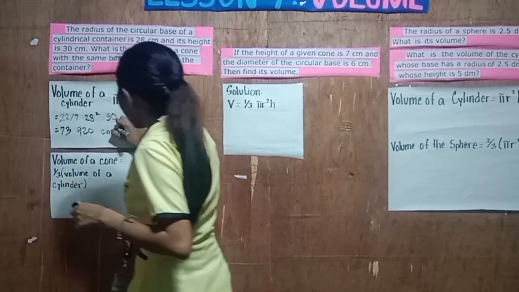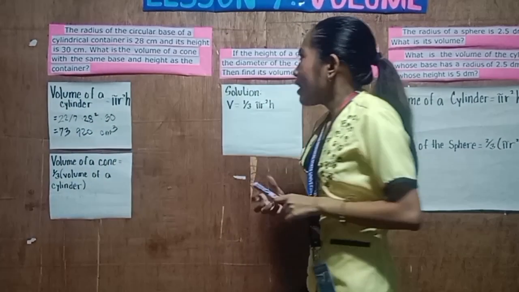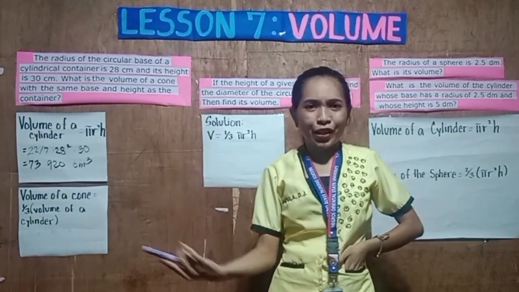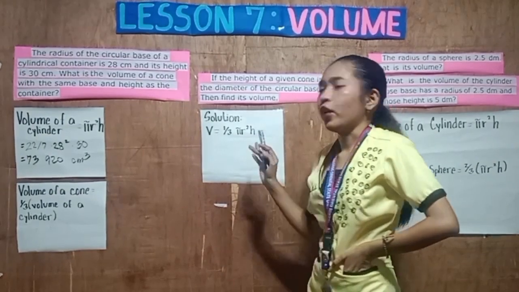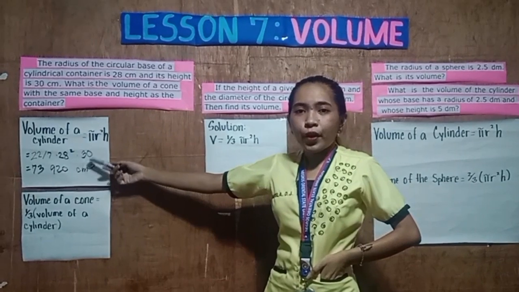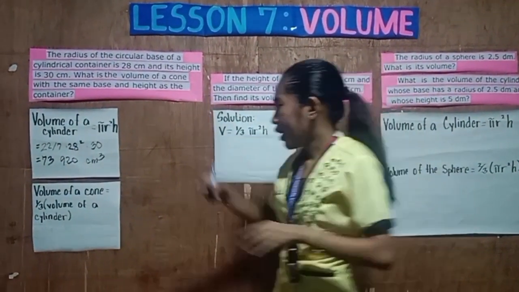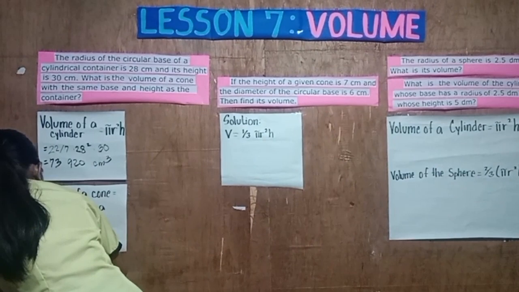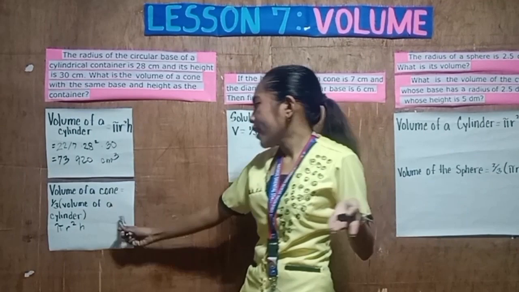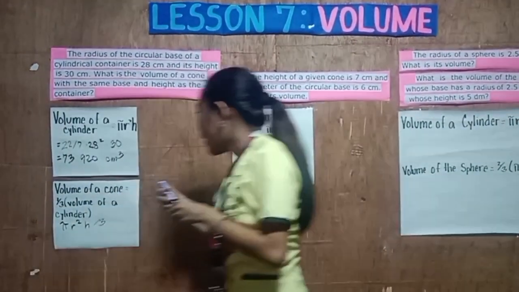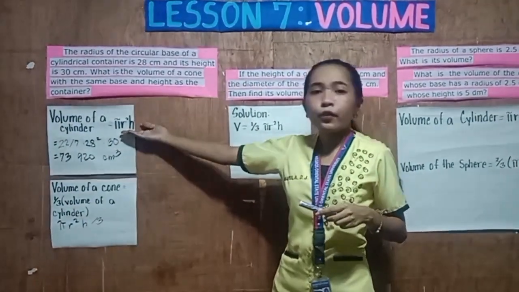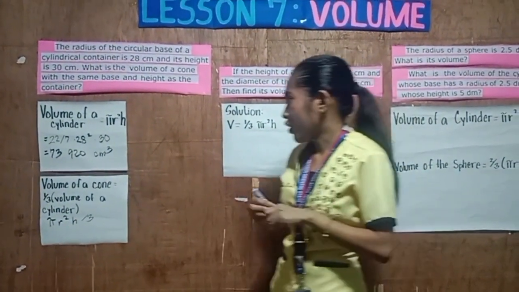So let's write here 73,920 cubic centimeters. Okay, so to find the volume of a cone, we have the formula 1/3 times the volume of a cylinder. What's the formula for finding the volume of our cylinder again? Very good. It's pi times r squared times height. So in here we can write pi times r squared times height. And since we have here 1/3, right, so we'll write over 3. Now, what's the volume of our cylinder?